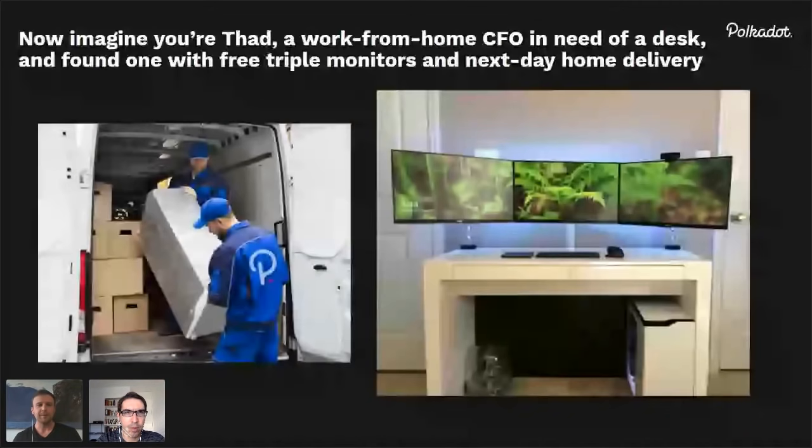Now, let's take another example of Thad. Thad is a work-from-home CFO in need of a desk, but he went about it the smart way. He found one that had free next-day home delivery, and he got it with free triple monitors. So he has very little work to do in actually getting to the point where he can do his job. He's here to be a CFO, be on his computer at home, and that's his specialty. And he doesn't want to waste time and effort chopping his wood and building his desk just to get to the point where he can do his job.